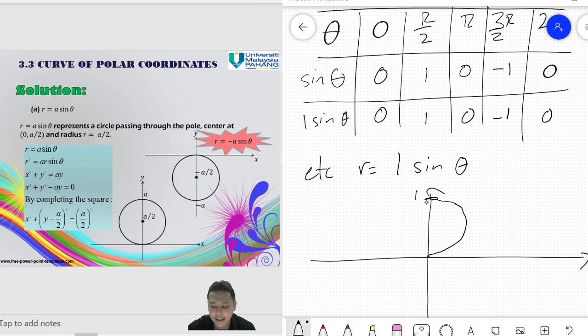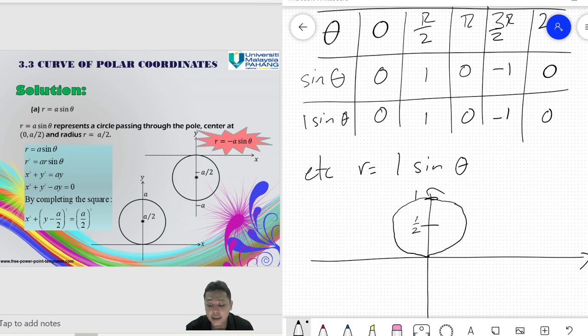Next, at pi, you move forward and the distance becomes 0 again. Bear in mind, for 3 pi over 2, it will be -1, so it will be on the opposite side. Recall from the previous 3.2, at 2 pi, it will be 0 again. As you can see here, r equals 1 sin theta, and the value of a there is 1.